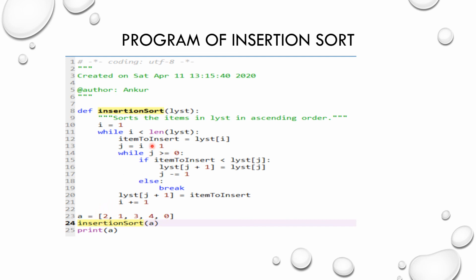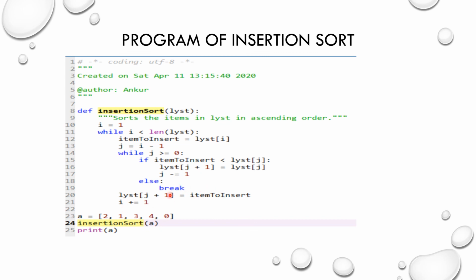We are comparing with the value of j as long as j is greater than or equal to 0 and the item to be inserted is smaller than the list of j. Then we are shifting the jth value to the j plus 1 index number. That is, we are shifting the 2 to the right, and this way we are decreasing the value of j by 1, and we continue this loop over the elements which are larger than the element we have to fix at the right position. We shift all the larger elements, and when we get the right position, we place it.